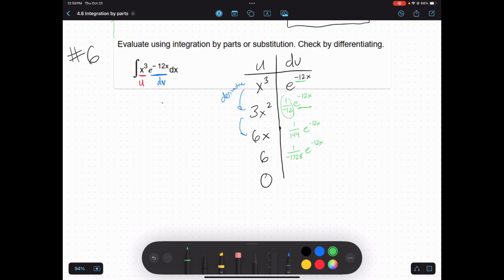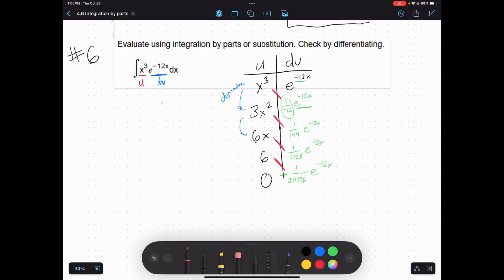And then I need to do it one more time. And I get 1 over positive 20,736 e to the negative 12x. And I can stop there because now I've reached the point where my derivative is 0 on the other side. So now I'm ready to put them together. And remember, I put them together by multiplying diagonally.